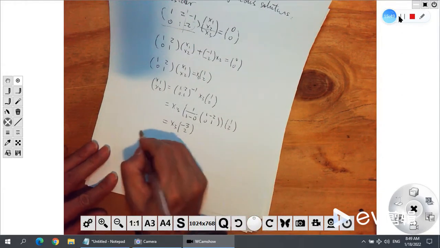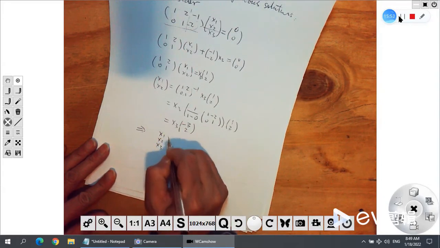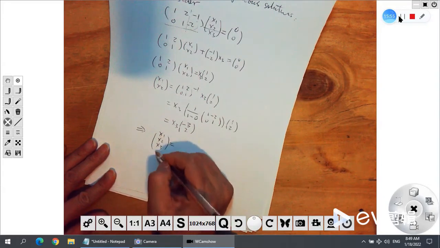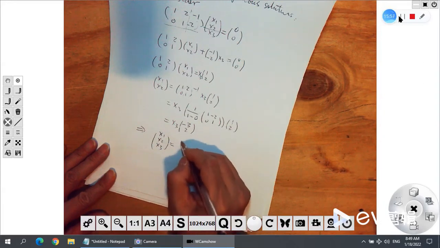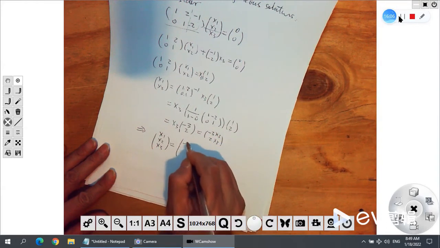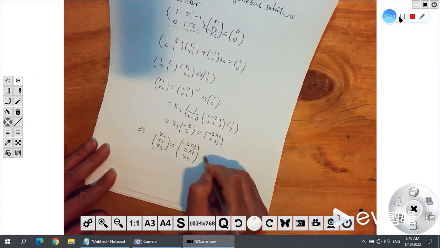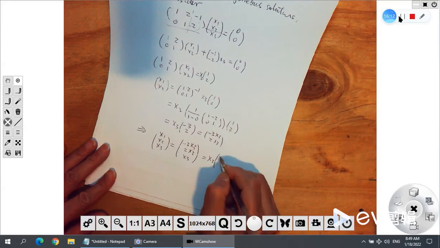Alright. So we have x1, x2, x3. This is what we want. We have 3 unknowns. They are negative 3x3, 2x3, and x3. It is x3 times negative 3, 2, 1.